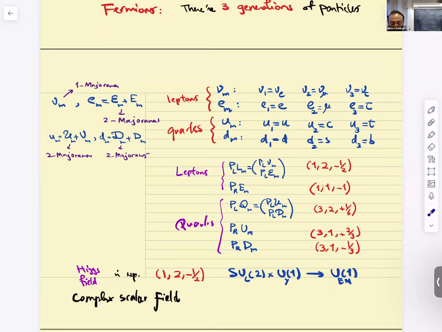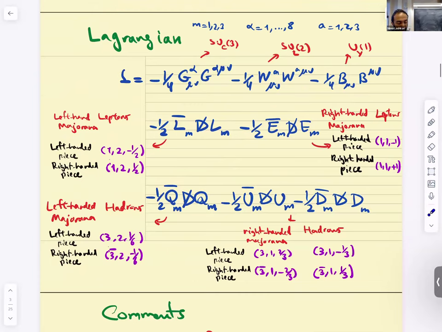The hadrons, or perhaps I should call these quarks, the left-handed ones are the u_m and d_m. They have an SU(2)_L charge, in the fundamental, with hypercharge 1/6, and they're also in the fundamental representation of SU(3) color. The right-handed components, there's a pair of them. These are Majoranas, and they're of course (3, 1) with hypercharges 2/3 and -1/3. All right, we have the Higgs field, which is a complex scalar field transforming as a fundamental of SU(2), and this has charge -1/2. SU(2)_L times U(1)_Y is the gauge group that is spontaneously broken down to U(1) electromagnetism. Good.